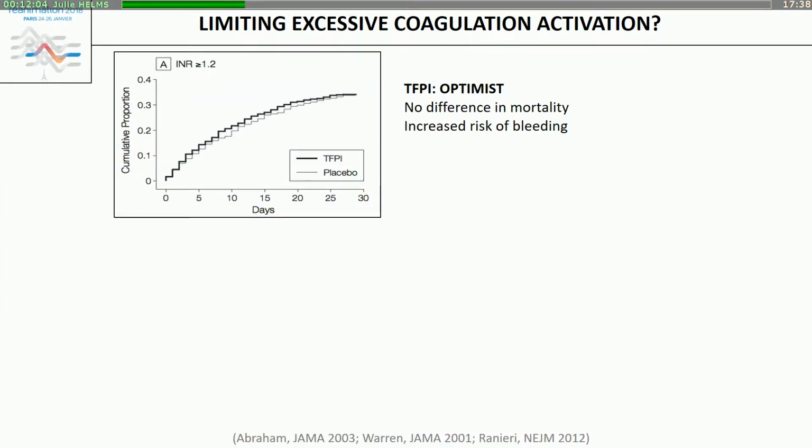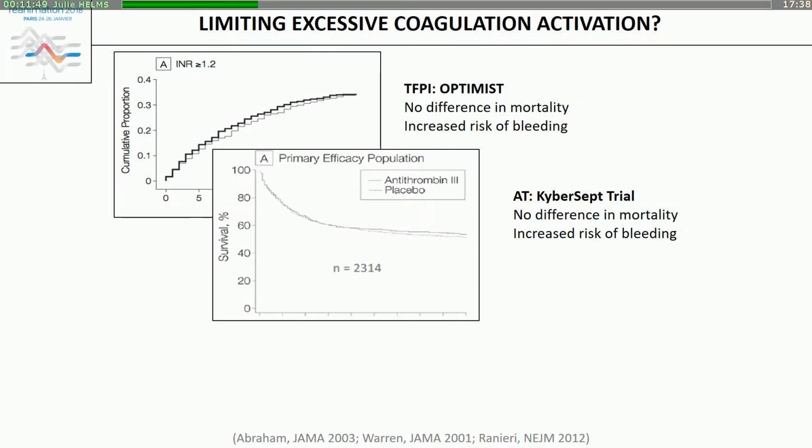A randomized control trial with TFPI versus placebo in sepsis and septic shock patients showed no improvement of survival in septic shock patients, but an increased risk of mortality, of bleeding complications. And although antithrombin plasma activity is decreased in sepsis and correlated with DIC and death, supplementation with high doses of antithrombin did not improve mortality either, but significantly increased bleeding complication.